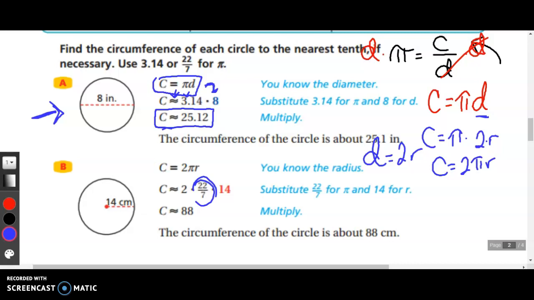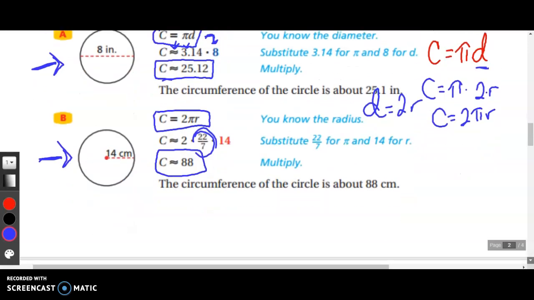Okay? For B, now we're given the radius. So we're not going to use C equals pi d. We're going to use the formula C equals 2 pi r. All right? And then after we write C equals 2 pi r, they use 22 over 7. You're going to use 3.14. So you would do 2 times 3.14 times a radius of 14, and you get about 888, which obviously you would get something a little bit different because you'd be using 3.14 instead of 22 over 7.